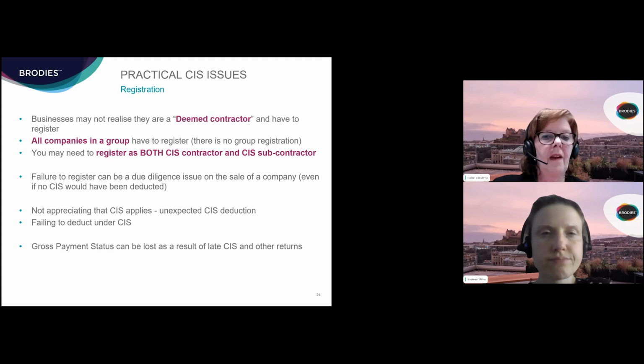And you may need to register, well, you don't need to register as a subcontractor, but it may make an awful lot of sense to do so. But one company can be registered for both.